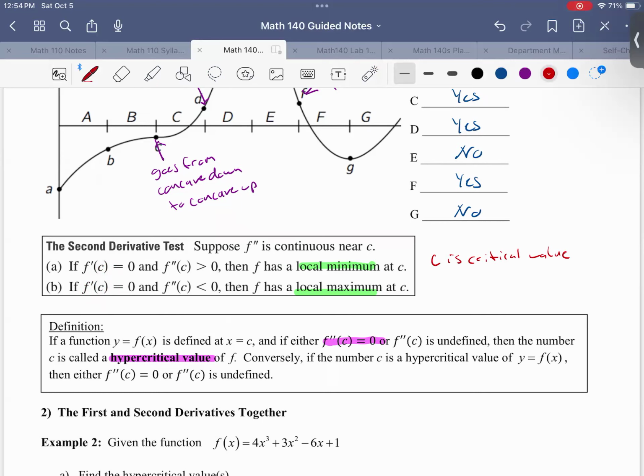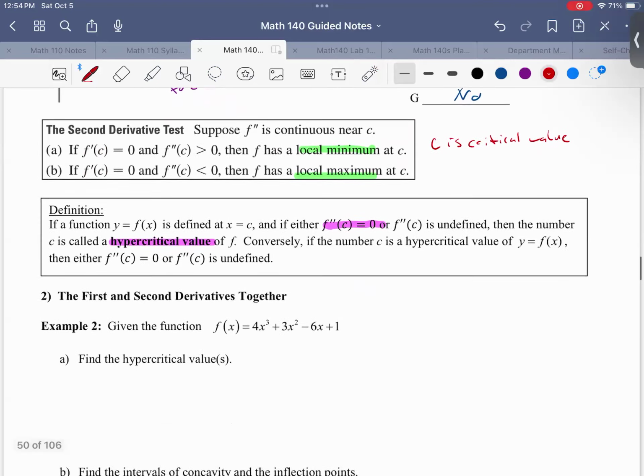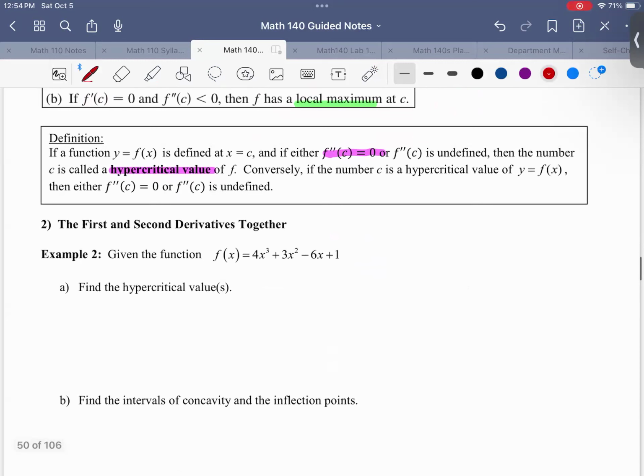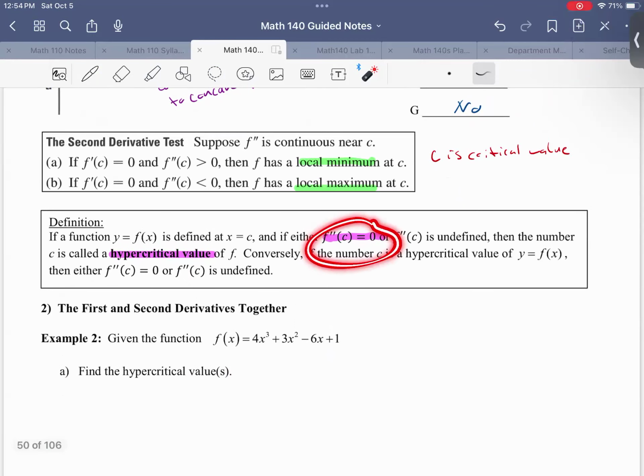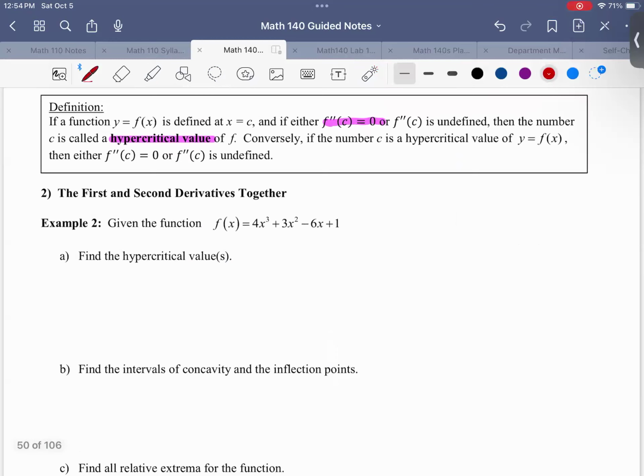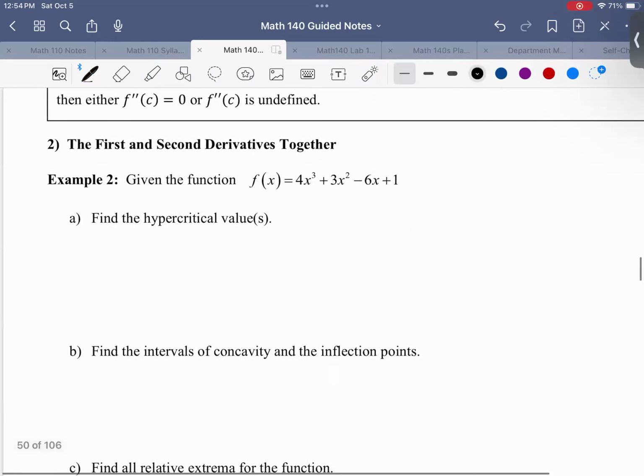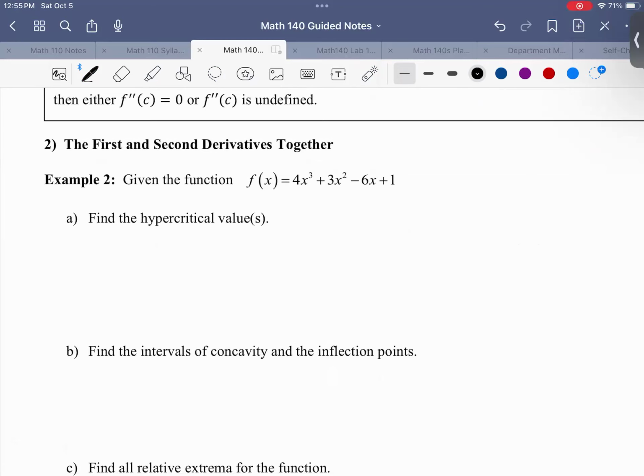Okay, so let's go ahead and check out this example here. Given the function f of x equals 4x cubed plus 3x squared minus 6x plus 1, the first question here is asking us, find the hypercritical values. So what we really need to do is just find the second derivative, set it equal to 0, and solve. So what I'll say here is get second derivative.